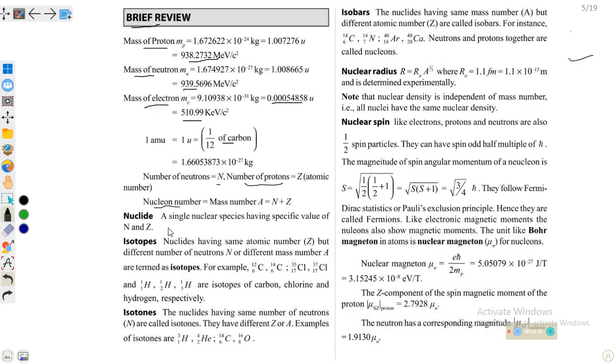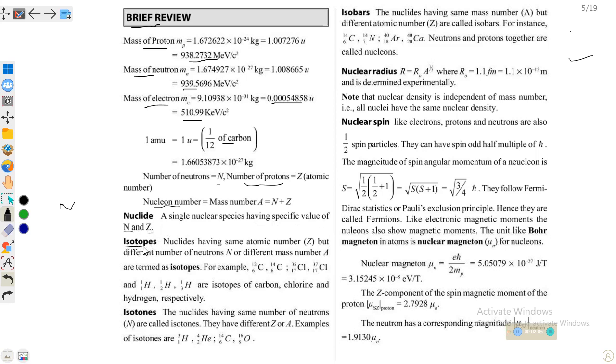Another term is nuclide. What is a nuclide? A nuclide is a single nuclear species having a specific number of neutrons and a specific atomic number. For example, if we talk about nitrogen, it definitely has a certain number of neutrons and protons.